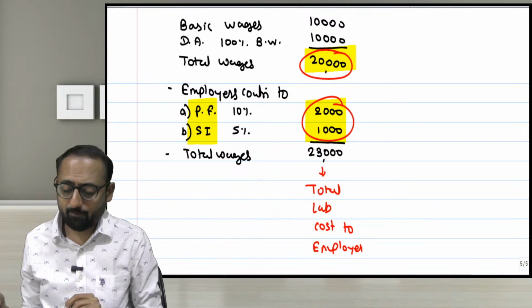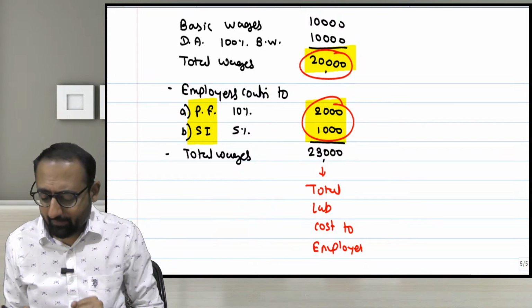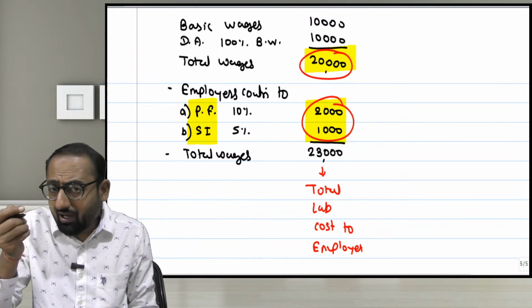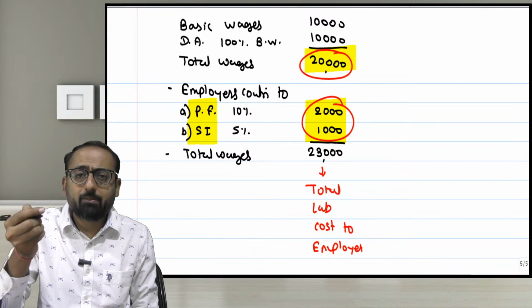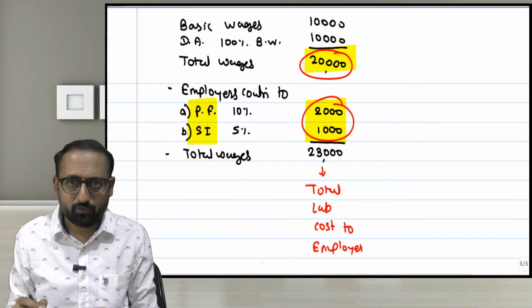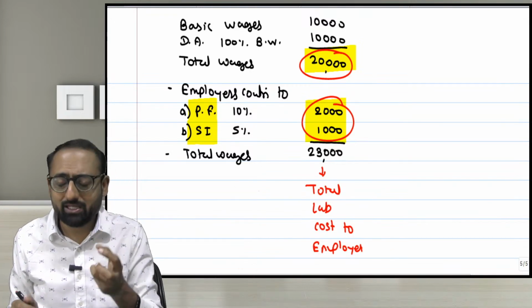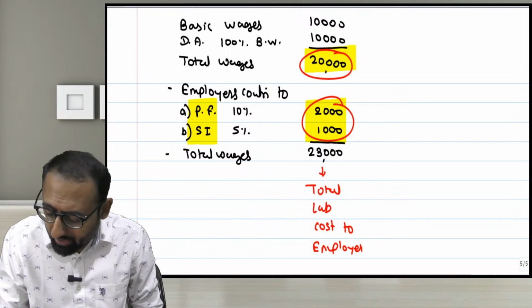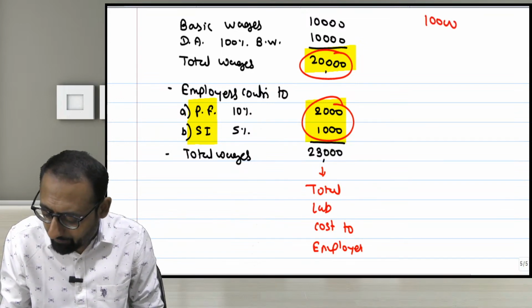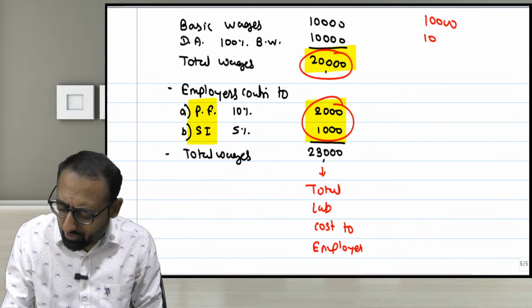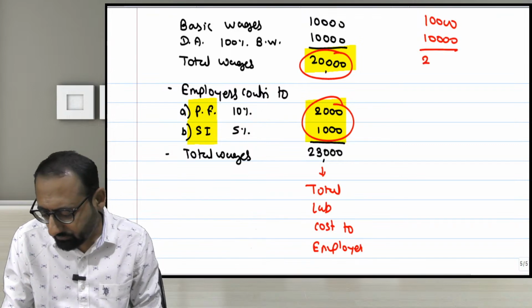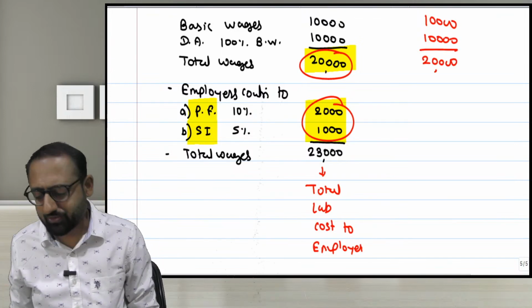Now let's see how much amount will be earned by that worker. What is the cash earning right now? Earning will be, guys, basic wages 10,000. DA allowance 100% of basic wages, 10,000. Total wages will be 20,000.